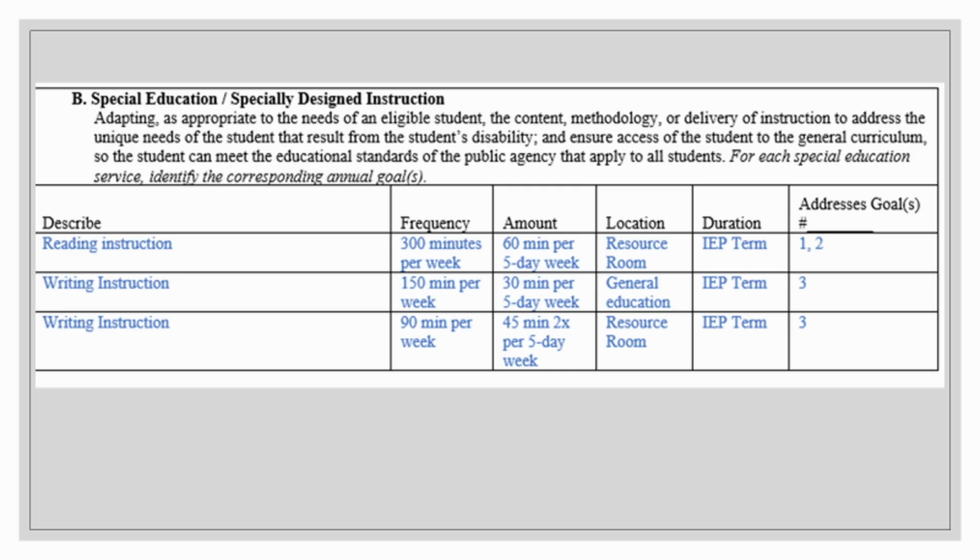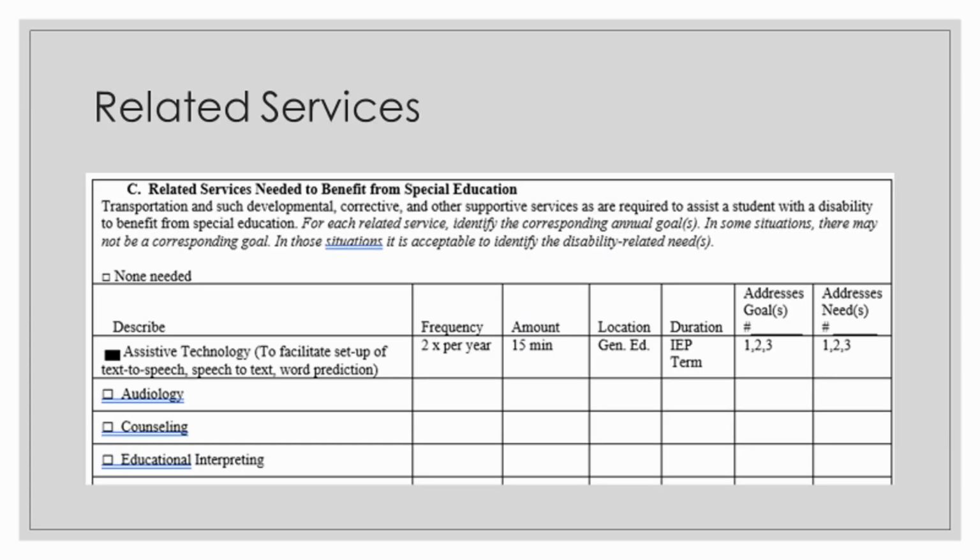The next section for Maria's IEP is to describe the specially designed instruction or special education services that she'll receive. And Maria will receive services for reading instruction and writing instruction, both in the resource room and in the general education setting. Her related services in this case only include assistive technology to facilitate reading and writing skill development.